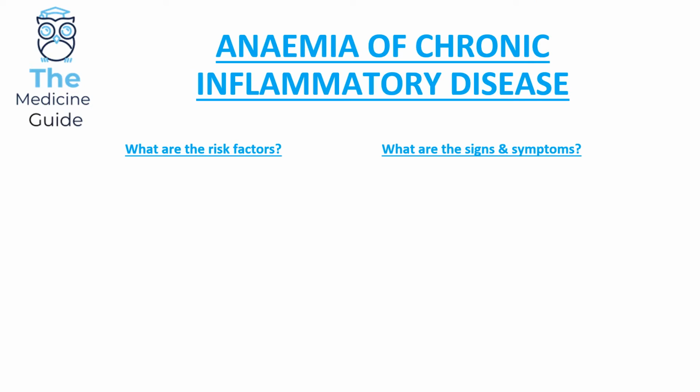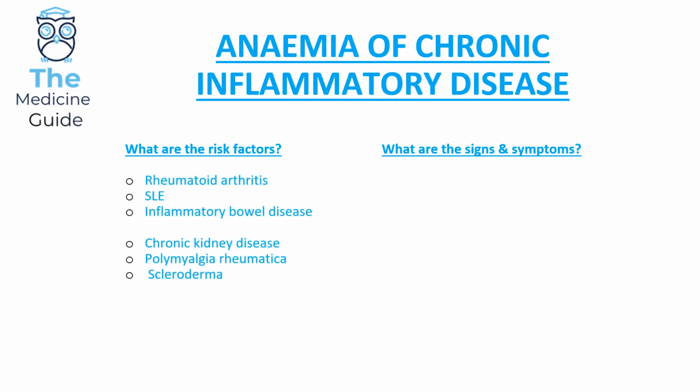So we're going to start off by discussing anemia of chronic inflammatory disease. The risk factors involve chronic inflammatory conditions such as rheumatoid arthritis, SLE, inflammatory bowel disease. So these are more chronic autoimmune conditions, as is polymyalgia rheumatica and scleroderma. Chronic kidney disease is an example of a chronic condition, and that can present with normocytic anemia, and ultimately that would suggest anemia of chronic inflammatory disease.